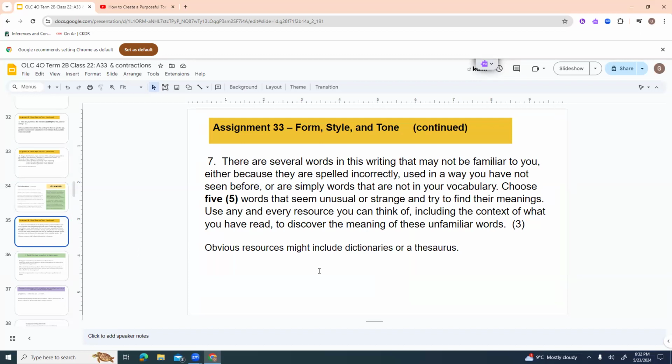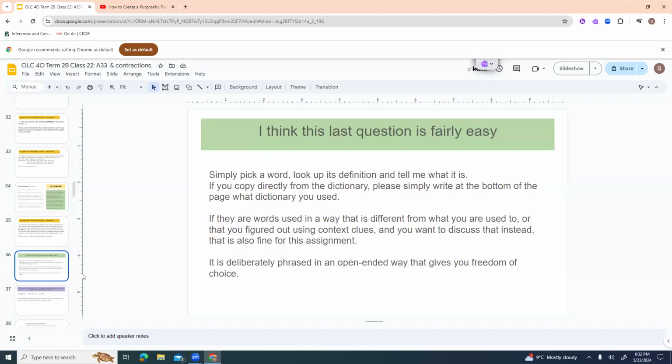Use any and every resource you can think of, including the context of what you've read, to discover the meaning of these unfamiliar words. Obvious resources might include a dictionary or a thesaurus. Obviously, pick up the word, look at the definition, tell me what it is. If you copy directly from the dictionary, that's fine. But at the bottom, just tell me what dictionary you used, right?